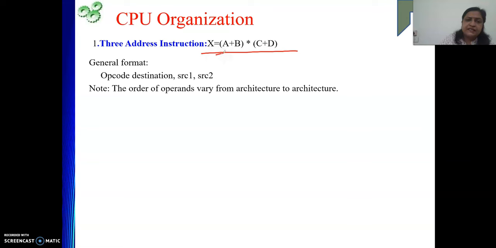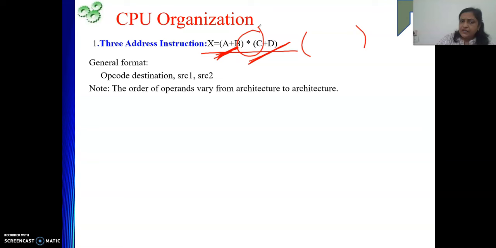We will be doing this a plus b, and first we'll be solving whatever is there within the parentheses, because they are of the highest precedence. So first a plus b will be done, and then c plus d will be done, and with that result we will be performing the multiplication operation. So see how we are going to do.